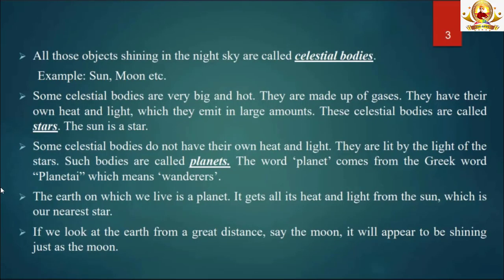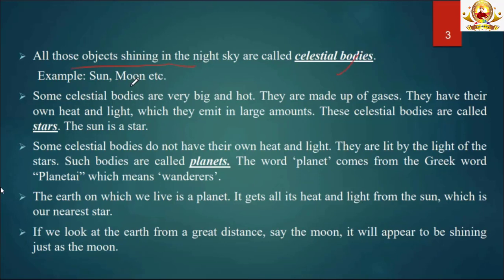Now let's understand what are celestial bodies. For example, when you look at the sky at night, you see a lot of objects. Some of them are shining, some of them are brighter than the others, some of them twinkle, and some of them are there, but they're not blinking. They're not flashing lights. So all these shining objects we see in the sky at night are called celestial bodies.